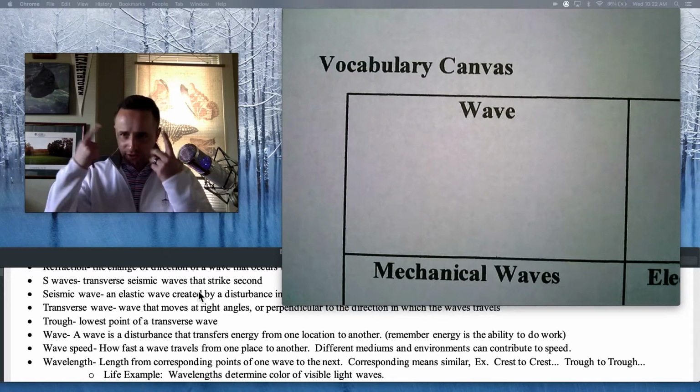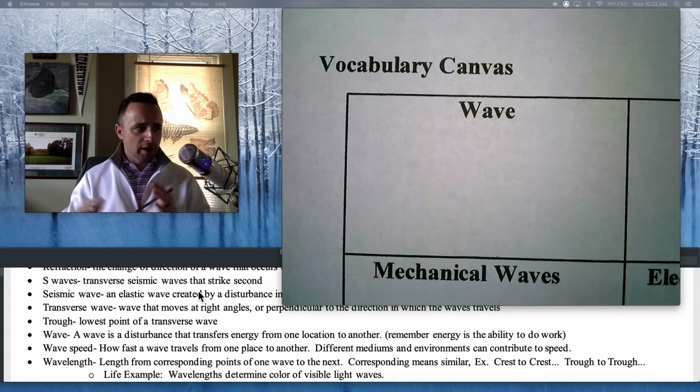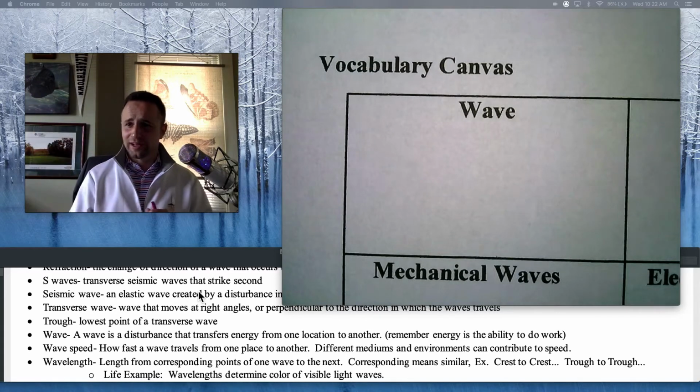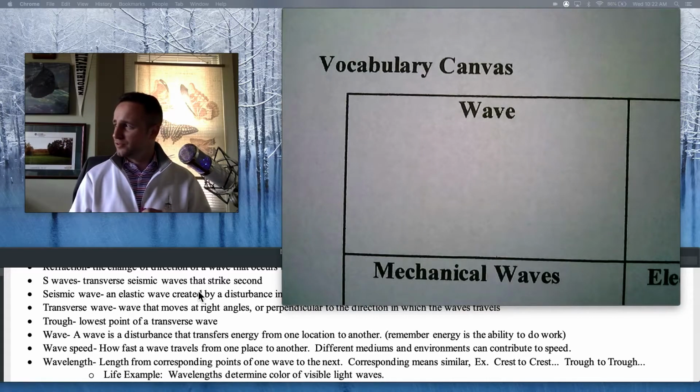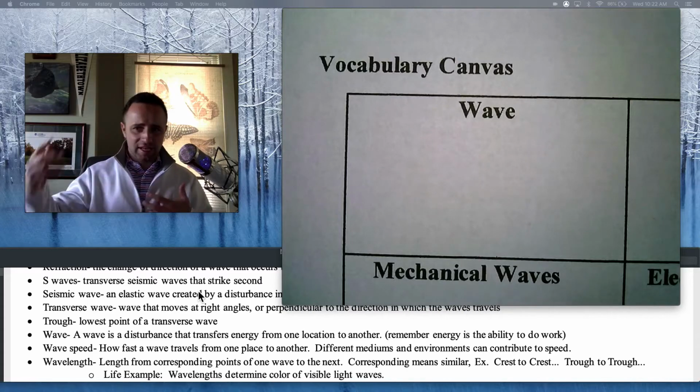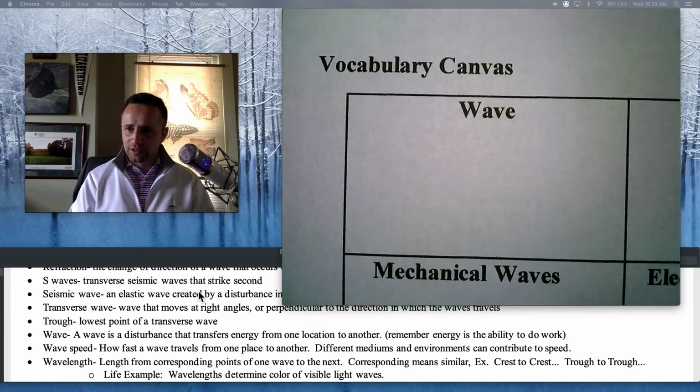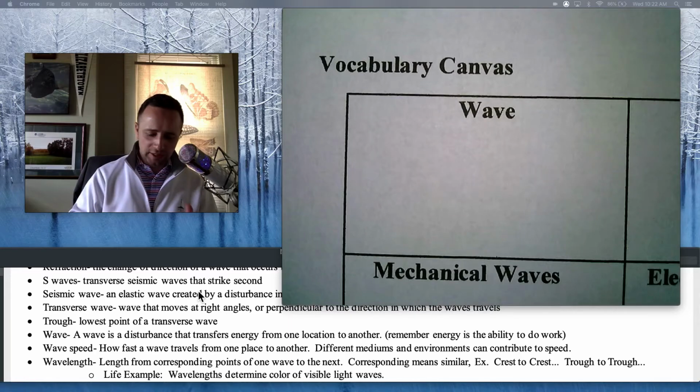So energy is the ability to do work, and somehow we can transfer that from one spot to another, which is ridiculous if you think about it. So forms of that are light, sound, even seismic waves. So let's just draw light waves to begin.